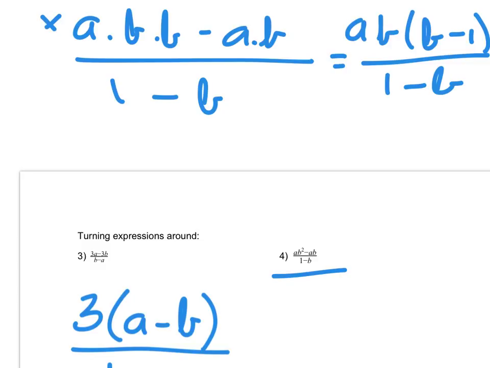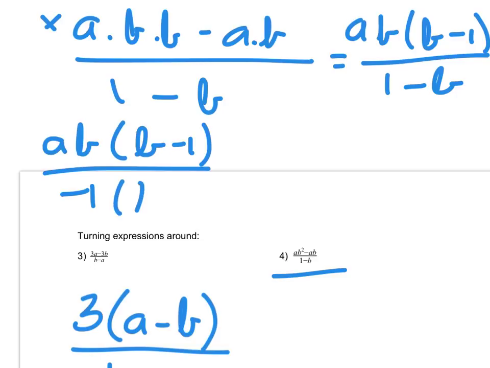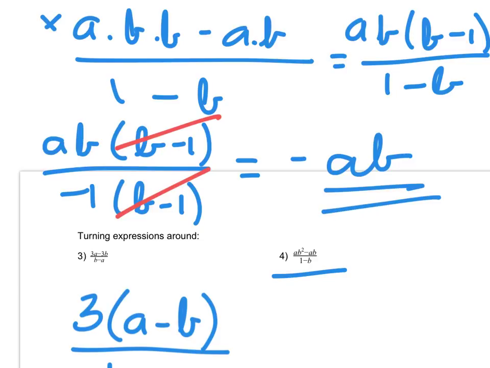Now, B minus 1 and 1 minus B, you multiply one by negative 1 and you get the other one. So we're going to write that down as AB times B minus 1 all over minus 1 times B minus 1. And they're going to cancel. So I'm going to get AB divided by minus 1. Well, AB divided by 1 is AB, divided by minus 1 is minus AB. And that's the answer. Okay? And I think we're done.